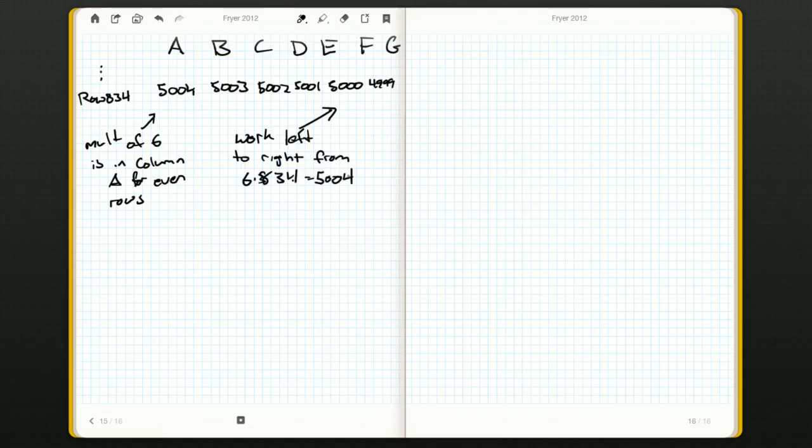So we figured out where our multiple of 6 was, and we worked backwards. We worked from left to right, and we found that 5,000 is in column E. So we're in row 834, and column E. Fantastic. So that gives us part C.